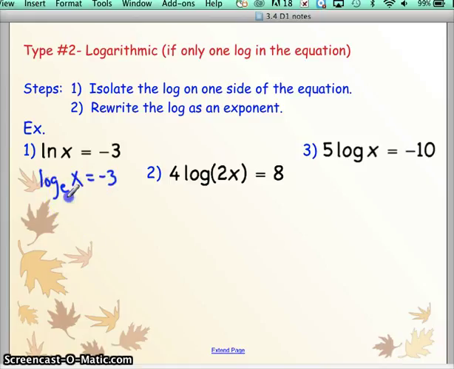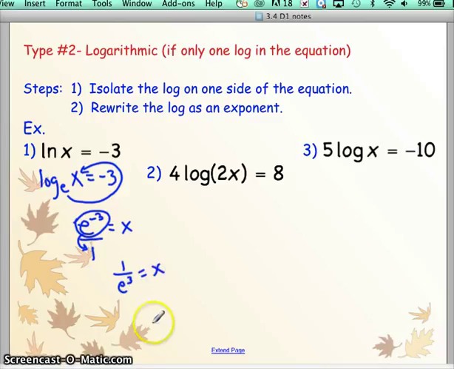So if we swoop it, it'll turn it into an exponent. e to the negative third equals x. And we never want to leave an answer with a negative exponent, so we could send this down to the bottom. Like if we put that over 1, send this down to the bottom, and when it goes down to the bottom, it'll become a positive exponent, so e to the positive third on the bottom. 1 over e to the third equals x.